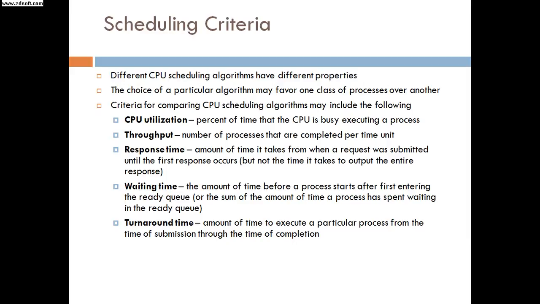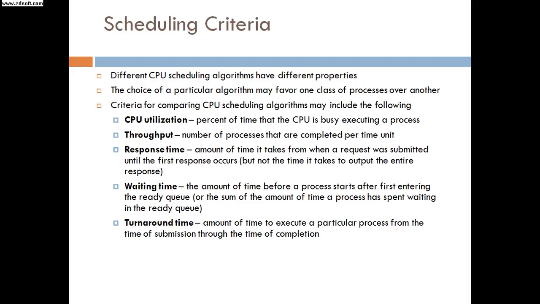Throughput is the number of processes that are completed per time unit. Response time is the amount of time it takes from submitting a request until the first response is produced. So the time taken is said to be the response time. Waiting time is the amount of time before a process starts after first entering the ready queue. That is, the sum of the amount of time a process has spent in the ready queue.